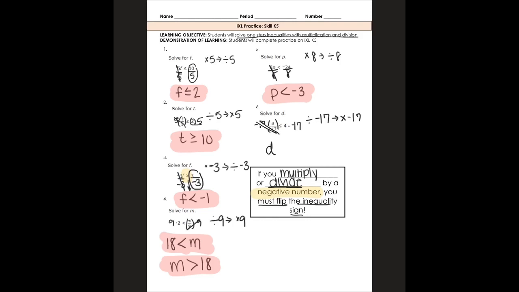Notice here that we multiplied by a negative number. So I need to flip that sign. So it's going to be greater than or equal to negative 17 times positive 4, which is negative 68. And d is all by itself, so that is the final answer. And that is how you solve one-step inequalities with multiplication and division.